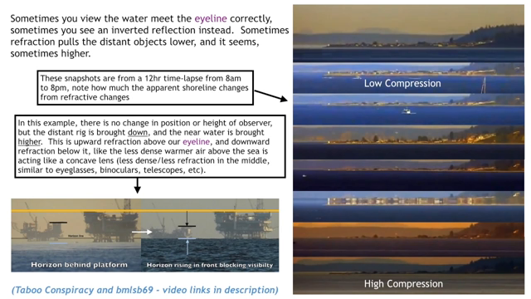You can also see it in this example below. Again, video links in the description. This is of some distant oil rigs. There is no change in position of the height of the observer, but the distant rig is brought down and the near water is brought higher. This is upward refraction above our eye line and downward refraction below it, essentially. Like the less dense, warmer air above the sea is acting like a concave lens of sorts. Less dense or less refraction in the middle. Similar to eyeglasses or binoculars or telescopes, things like that.